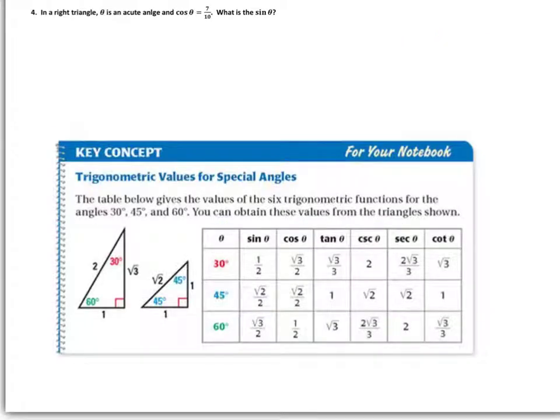Alright, this is what I was talking about. In a right triangle, theta is an acute angle, and cosine equals 7/10. What is the sine? Okay. So draw the right triangle. Pick an angle. Cosine is adjacent over hypotenuse. So go ahead, press pause, find that third side real quick.